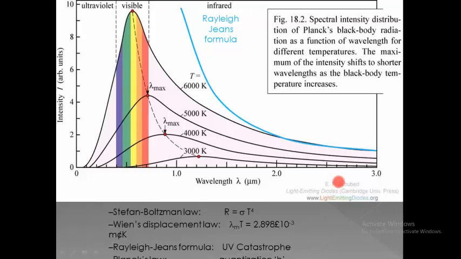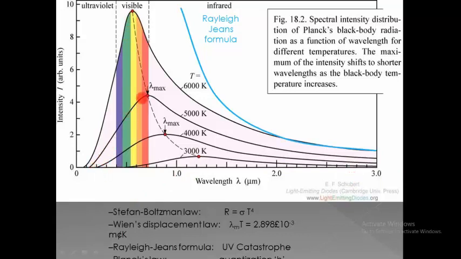So Wien did the derivation and established a formula, and after plotting the values from his formula, he only gets this curve, but not the decreasing part. Why? Because the decreasing part you are getting for longer wavelength.